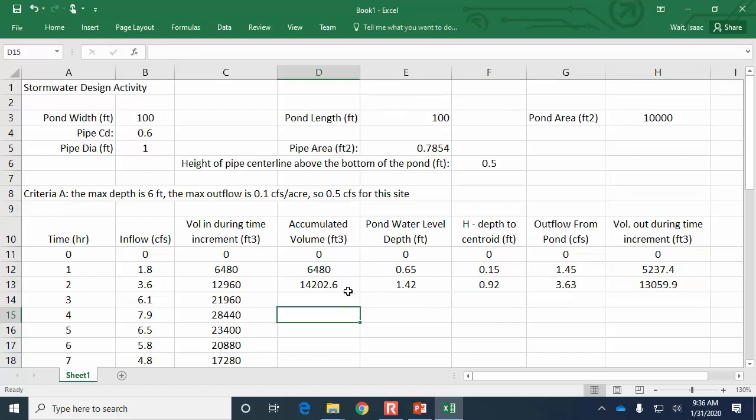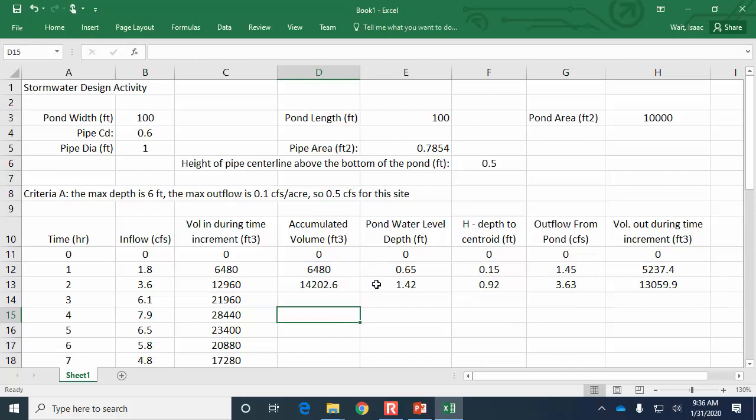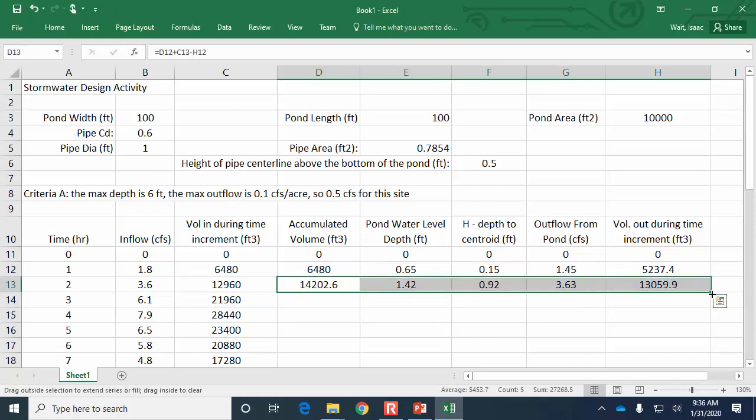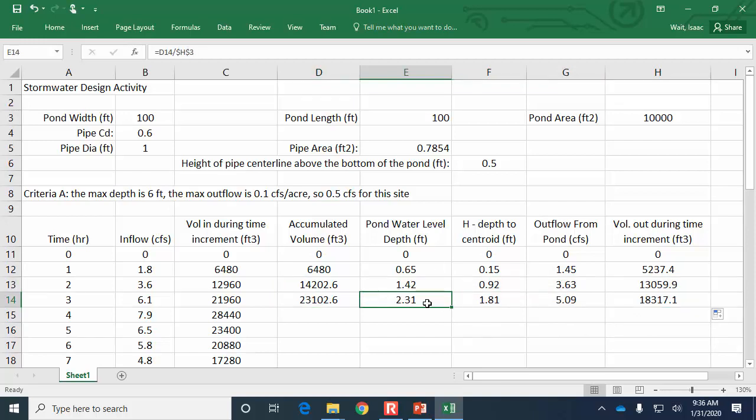Now at this point, since we have the accumulated volume set up correctly to include both the previous hour, the flow rate in during this hour, and the previous hour's outflow, we can drag all of these cells down at the same time by highlighting them. And so let's just drag the next one and see if it's behaving the way it ought to. So what we see is that the pond water level is getting deeper, and anytime the pond is getting deeper, that means there's more coming in than there is going out.